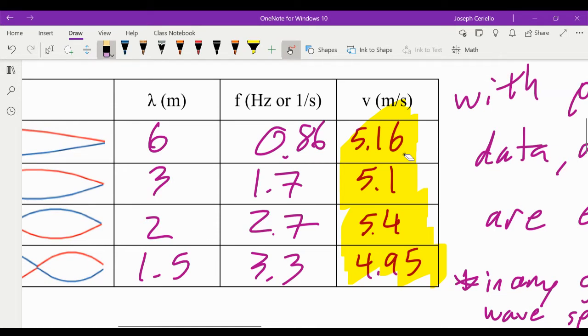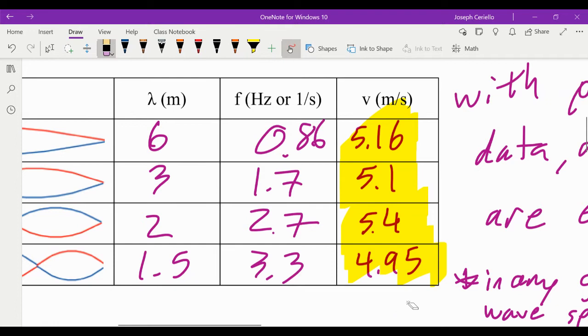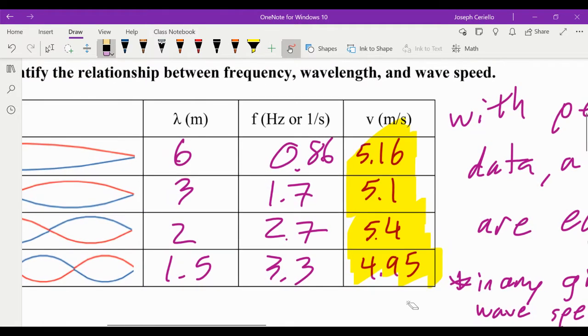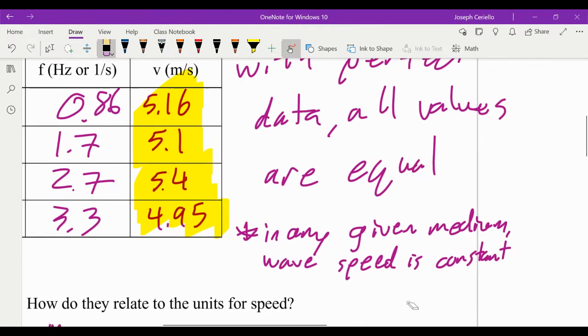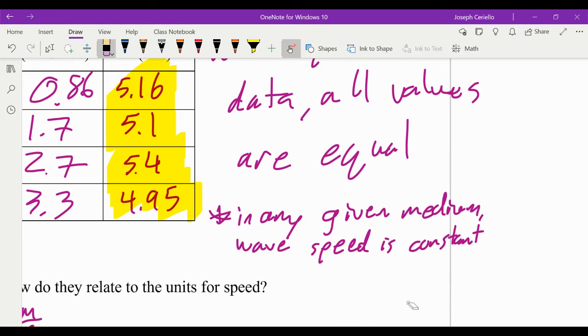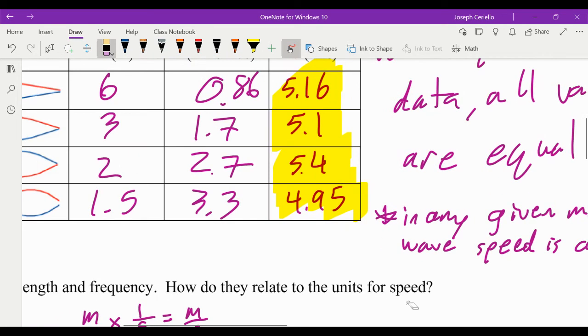And notice how it's kind of a constant number. Now, if our data were perfect, which is of course never going to be, but if it were perfect, all of these values would be perfectly equal. In some classes, some groups got really good data where it was almost perfect. And that brings up an important concept. In any given medium, wave speed is constant. So the speed of a wave is dictated by the medium. It's a really important point.